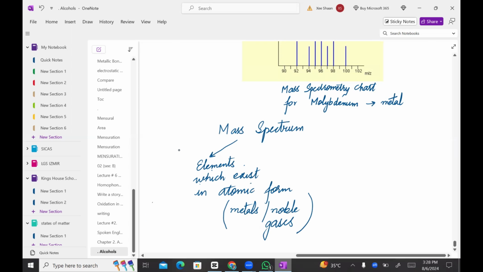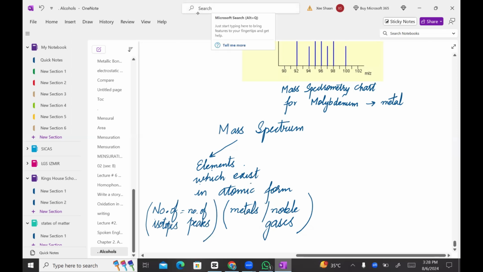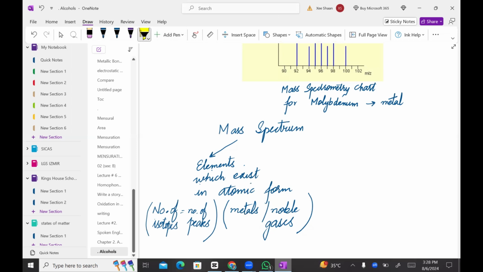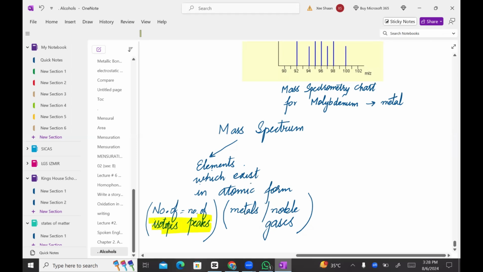And the condition for them is very important: their number of isotopes would be equal to the number of peaks. So the number of isotopes is basically equal to the number of peaks. How is it going to happen? Let me show you.